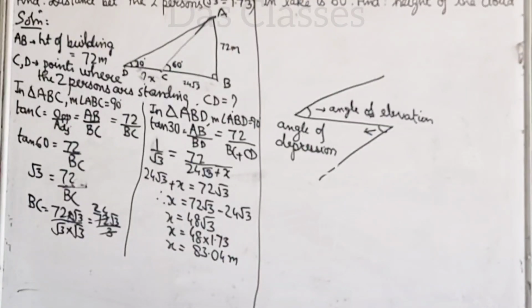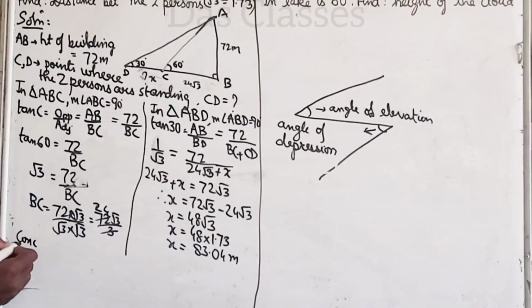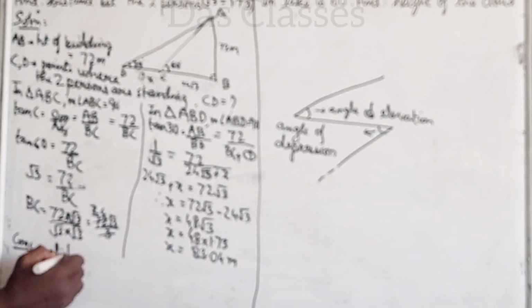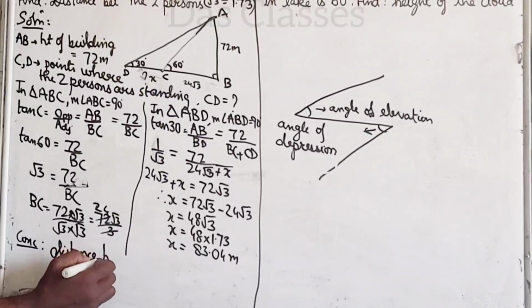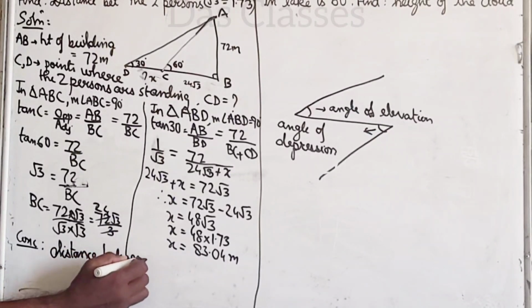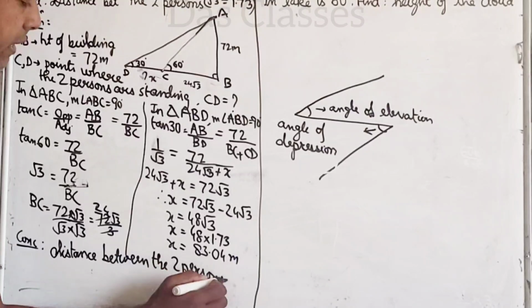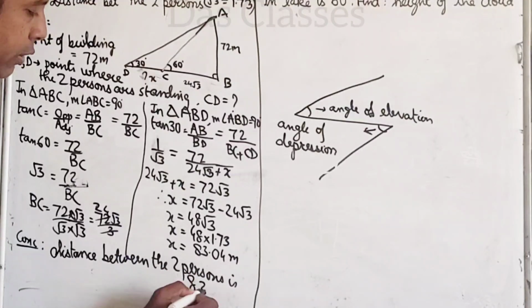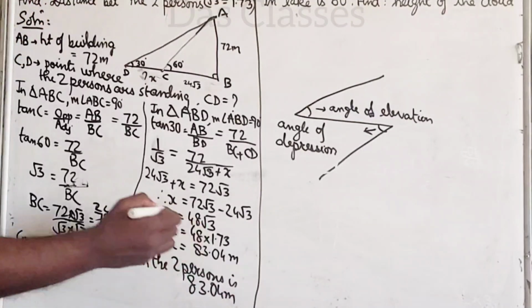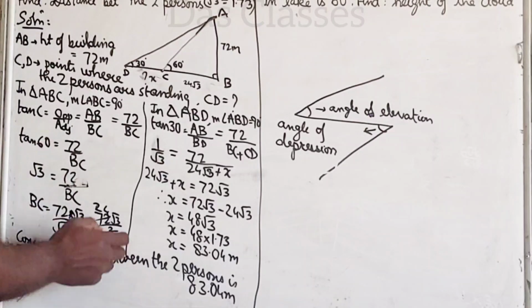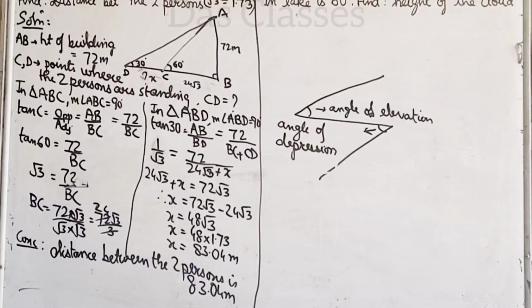So for the conclusion, what can you write? What was the question? Distance between the two persons. So distance between the two persons is, it's very important to write this conclusion because the conclusion carries marks. So the distance between the two persons is going to be 83.04 meter.